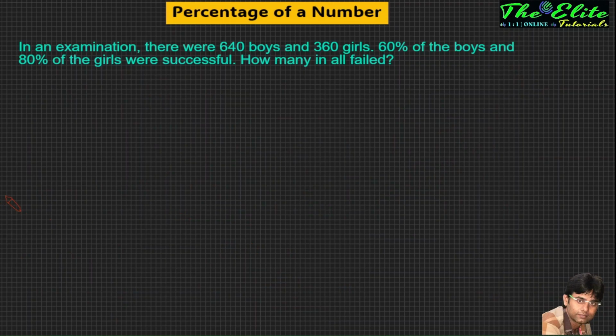In an examination, there were 640 boys and 360 girls. 60% of the boys and 80% of the girls were successful. How many in all failed? Okay, we can find the solution to this question in two methods. One method is, as I told you, 60% of the boys are successful. It means percentage of failed boys is how much? If 60% has passed or are successful, then it will be 40% that have failed, okay?